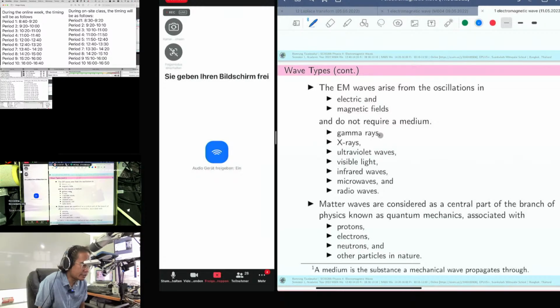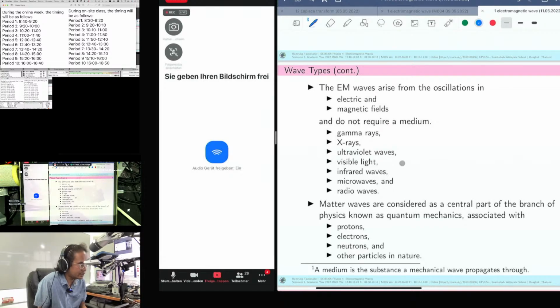Examples of the EM wave that you may study in more detail later are gamma rays, which are a very high energy radiation. The second one is X-ray. We use X-ray to see the chest, right? To see what's going on in our chest, in our body. The next one is ultraviolet. Ultraviolet is the hidden light from the sun, right?